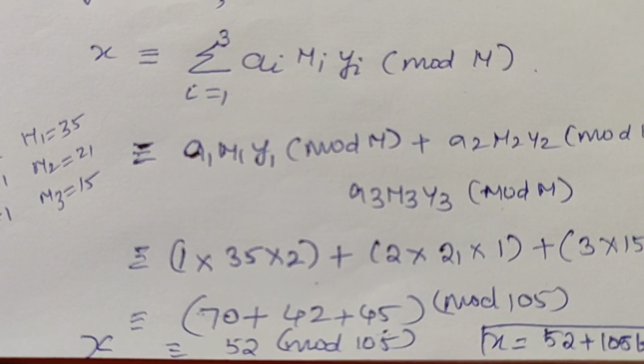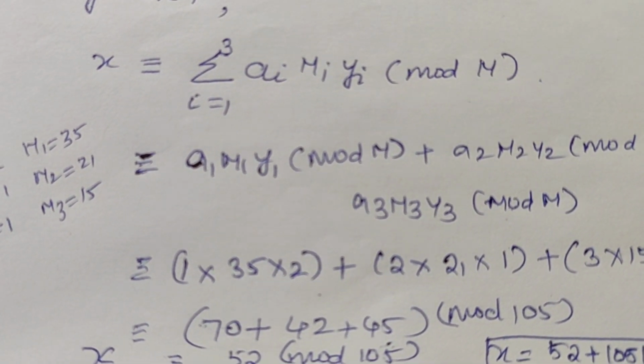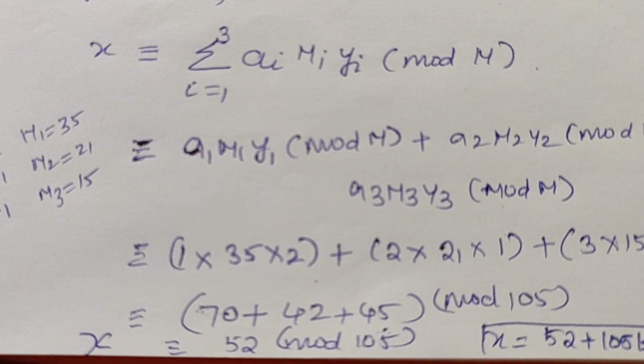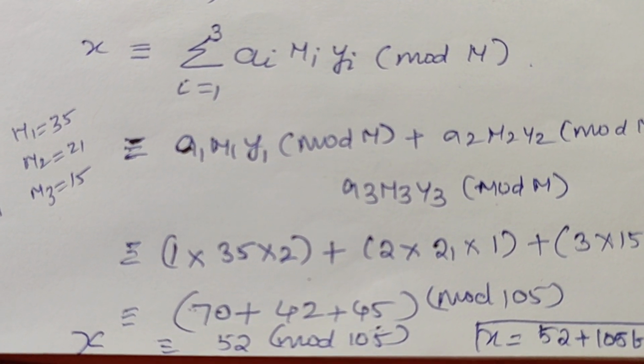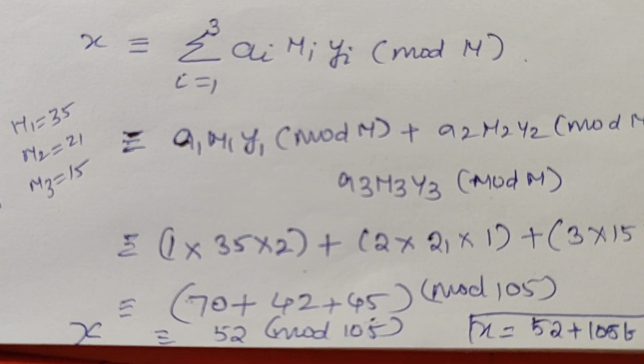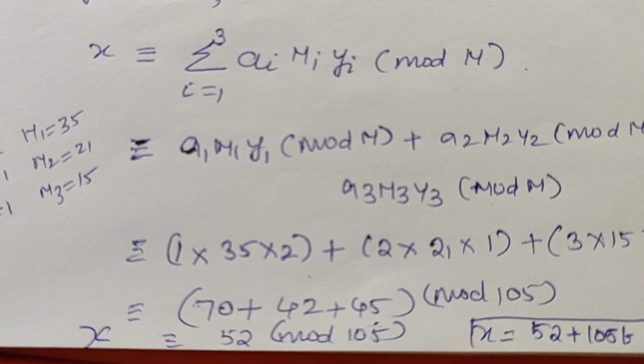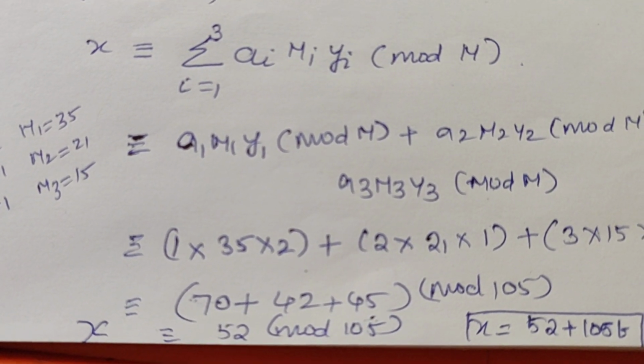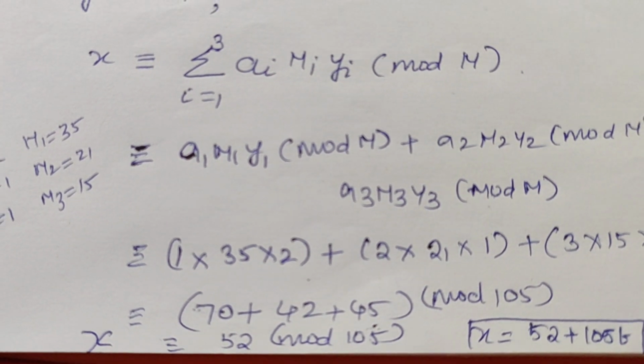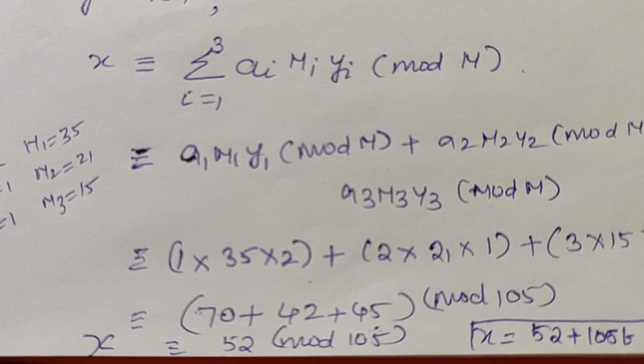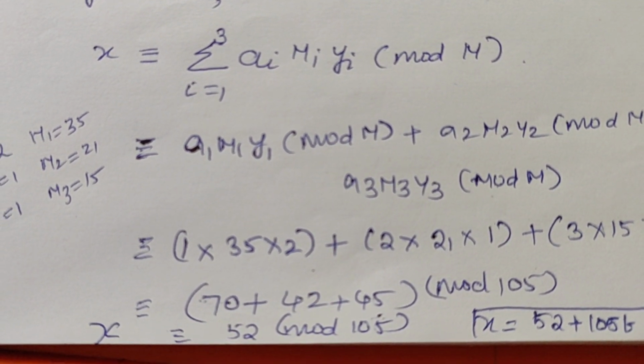So by using iteration also we will get the same answer, that is x is equal to 52 plus 105t. Steps only vary, but for solving Sun Tzu's puzzle equation we will get the same answer only.